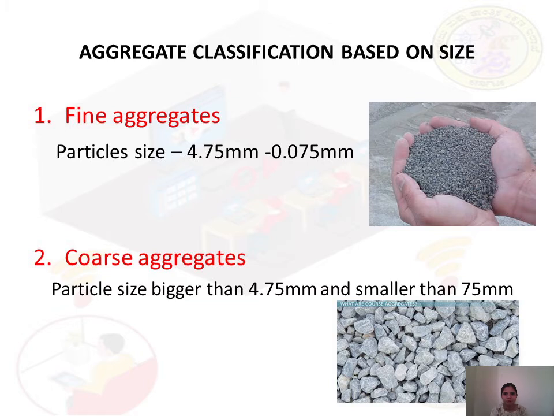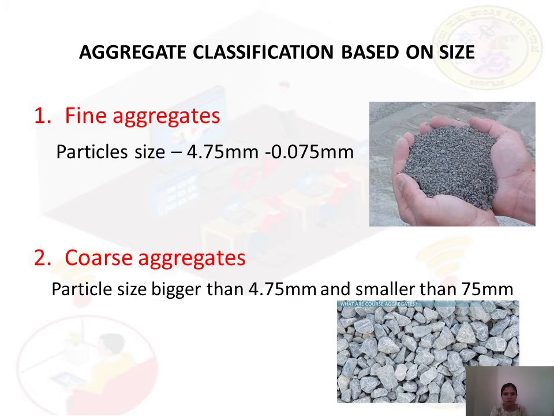Another category is coarse aggregates. Particle size in the coarse aggregate is bigger than 4.75 mm and smaller than 75 mm. Okay, hope you understood the classification.